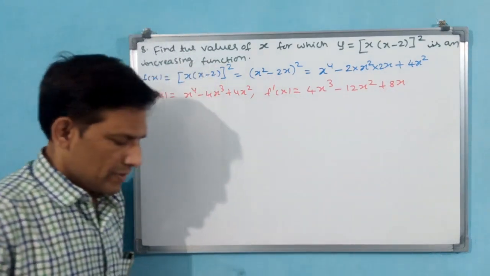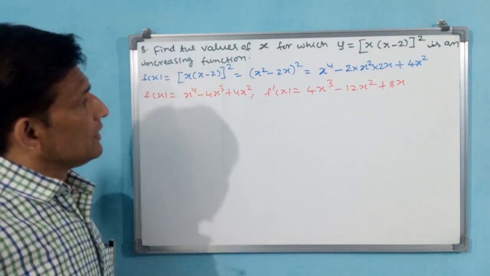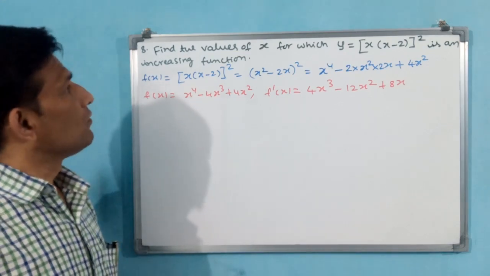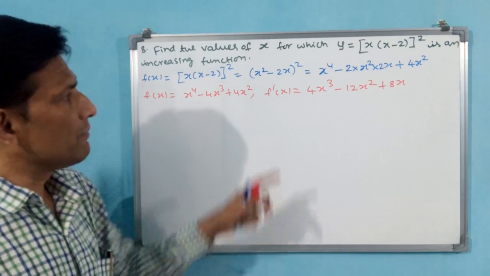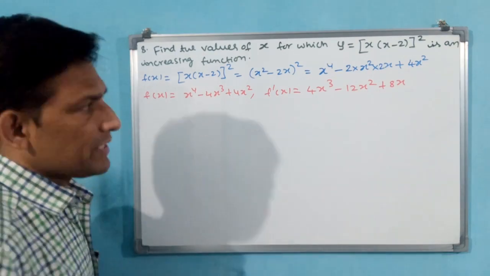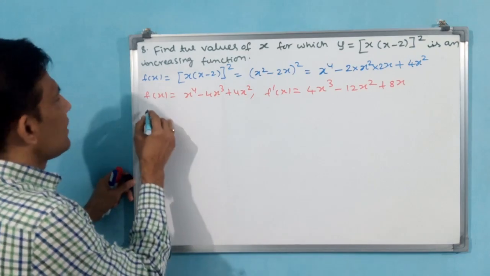Is it okay? See, this is f dash x. This you have to make equal to 0, then you can find the values. But before that, what do we do? We take common and find factors.